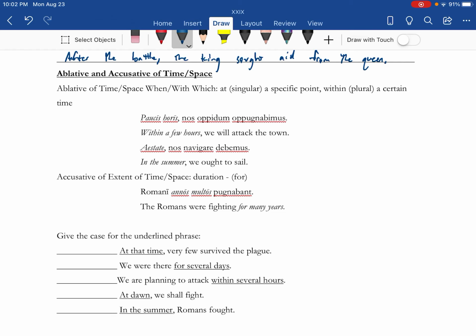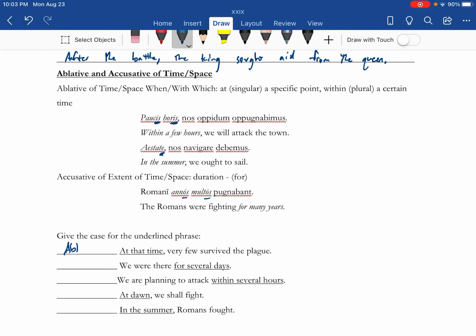Our last little bit, accusative and ablative of time and space. So ablative, time, space, when, within which. So when it's singular, it's at a specific point, and when it's plural, it's within a certain amount of time. So this is ablative, so within a few hours. This is singular, so that's at a specific moment in the summer. Accusative tells you duration. The os are both accusative, so that's going to be a duration, for many years. All right, so the case for the line, at that time, it's at a specific time, so that's going to be ablative.